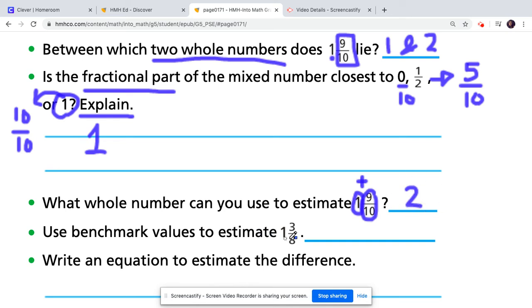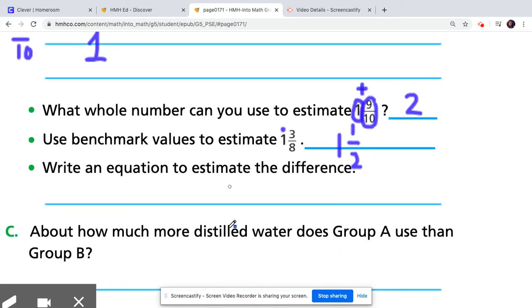Do the same thing for 1 3/8, okay? You're going to have the 1 plus whatever 3/8 is closest to. Is it closest to 0 out of 8, 4 out of 8, or is it closest to 8 out of 8? You should be saying 4 out of 8, which means that this estimates to 1 half, okay? 3/8 is about half of 8, okay?